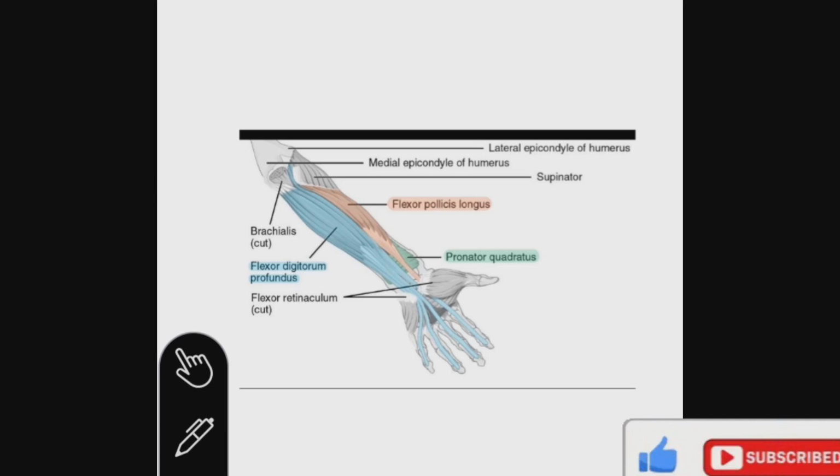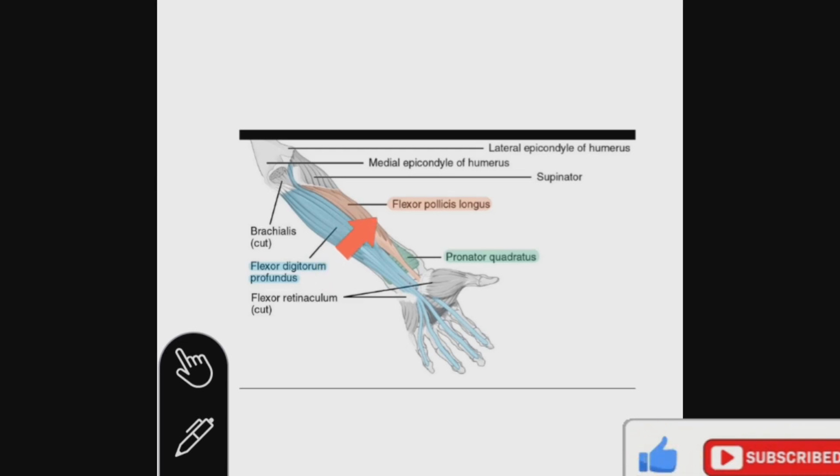So remember, the flexor digitorum profundus originates from the ulna and inserts into the phalanges. Now the flexor digitorum profundus has dual innervation, hence we say it's a dual muscle. It is innervated laterally by the median nerve and medially by the ulnar nerve. It's a flexor muscle. It flexes.